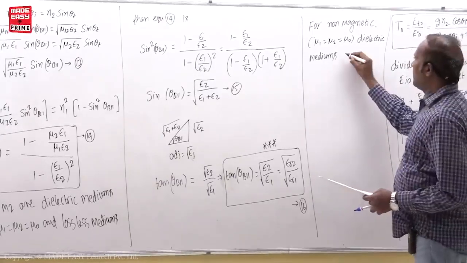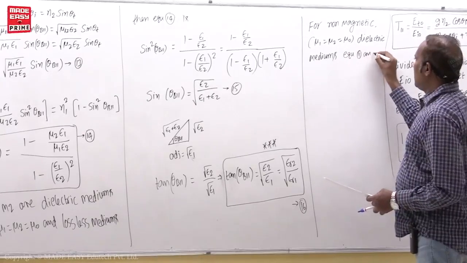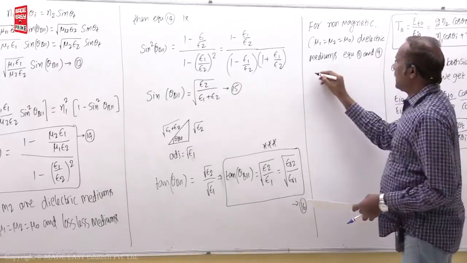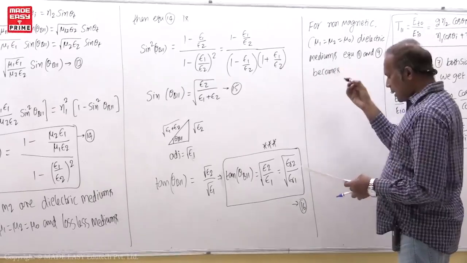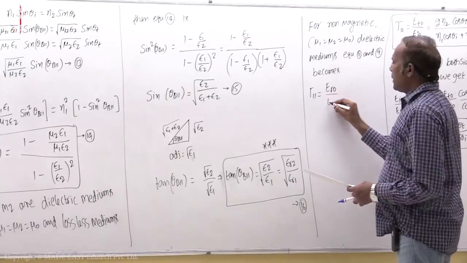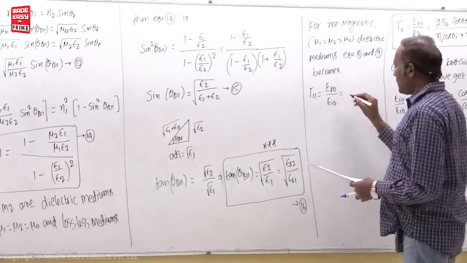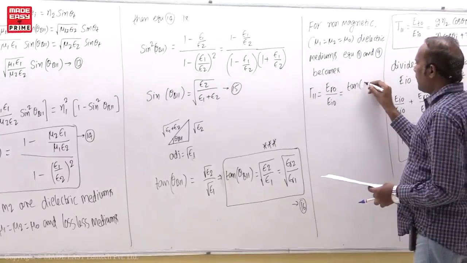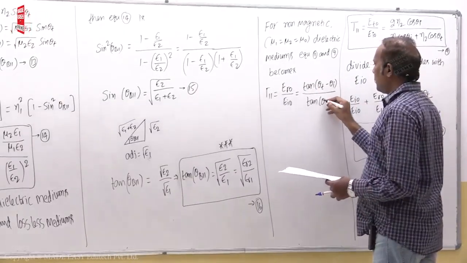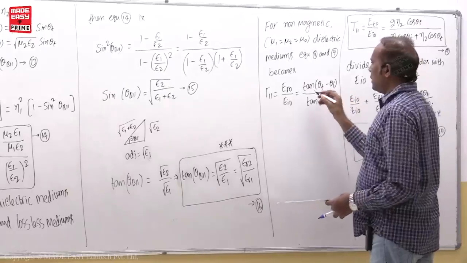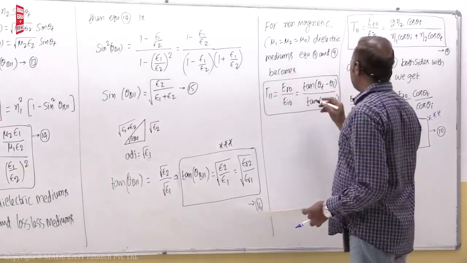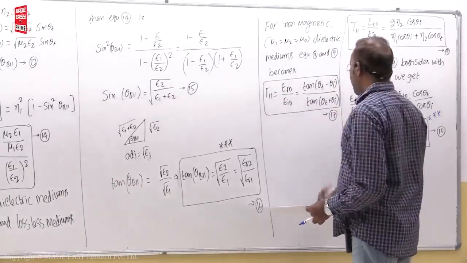equation 11, that is transmission coefficient, and equation 9 become further simplified, students. Gamma parallel is equal to ER0 divided by EI0 is equal to, it comes in very simple form, tan of theta t minus theta I divided by tan of theta t plus theta I. So this is the case you have to remember. So this is equation number 17, right?